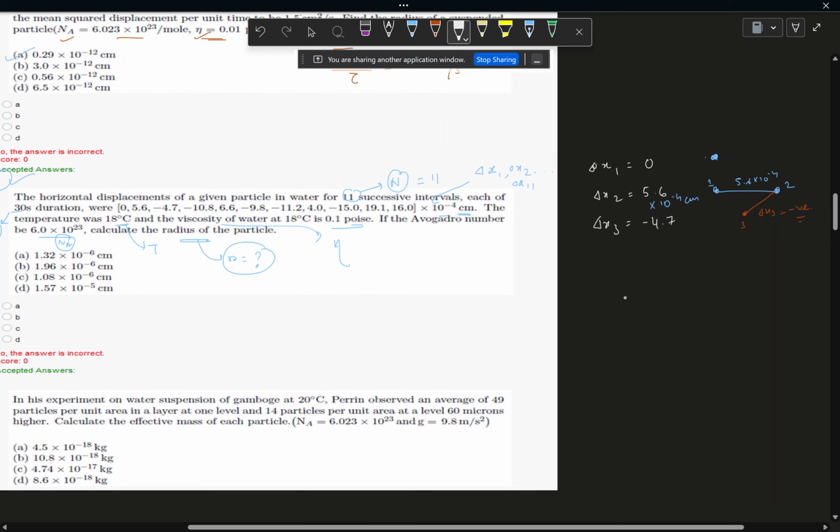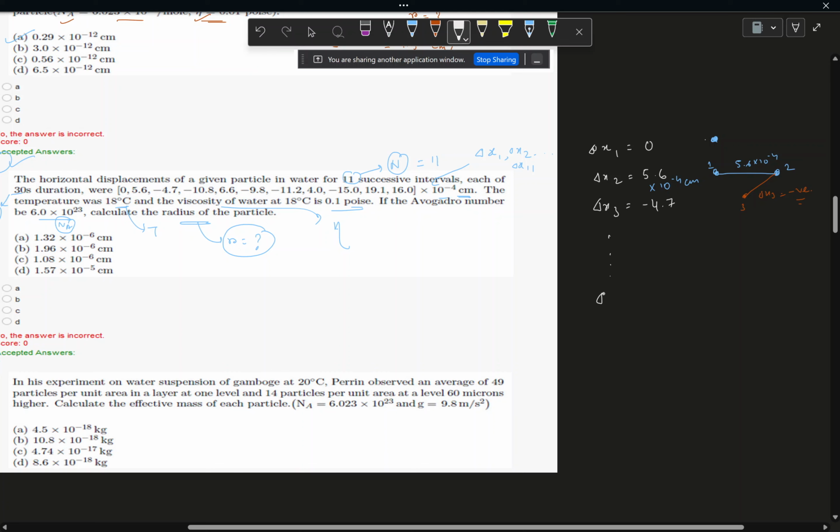So I am not writing down all of them separately, but you can follow that up to delta x11, the last value is 16, right? Yes, as per the problem. So this is 16 into 10 to the power minus 4 centimeter. So all of these have 10 to the power minus 4 centimeter alongside.